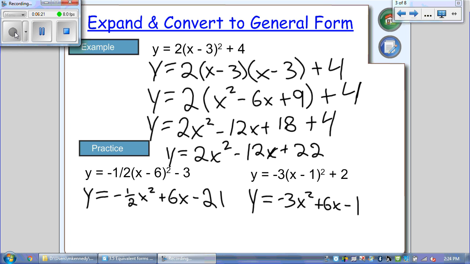The negative 6 times negative 6 would be positive 36. Half of that would be 18, but it's negative a half of that, so it's negative 18. And negative 18 minus 3 more.